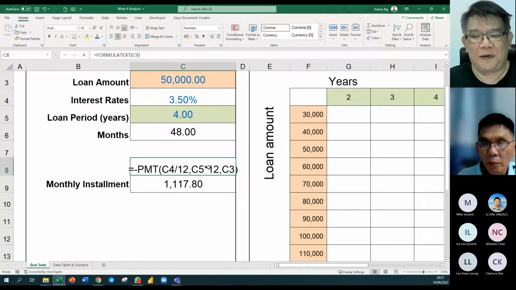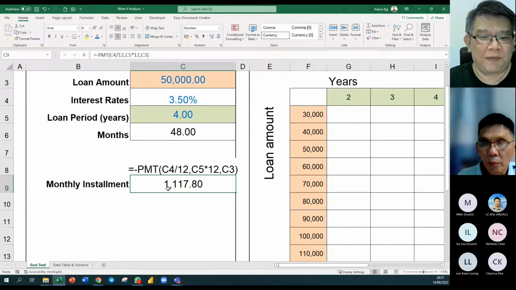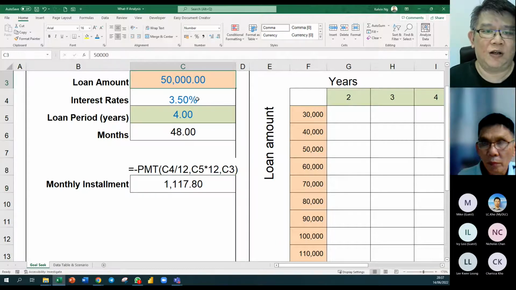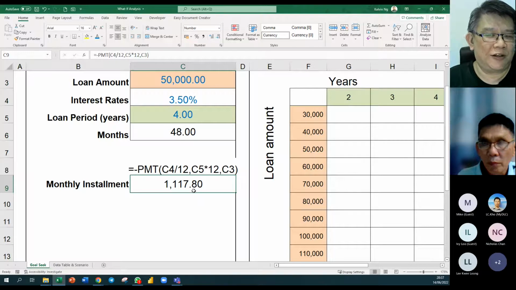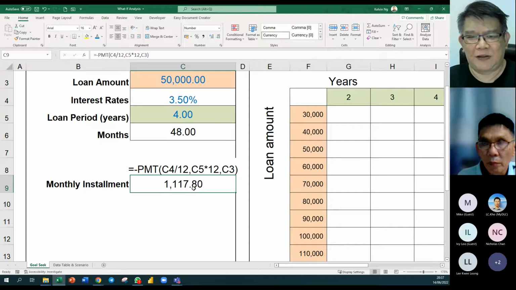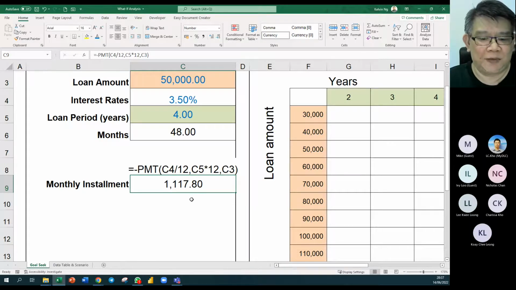So in this exercise, we are actually not going to be a banker after this, but I just want to tell you that based on that formula, the final figure you need to pay if you take a 50,000 loan at 3.5% per annum for 4 years is 1,117.80. If you want to further amortize it, you can see each month how much you are paying, how much goes to the interest and how much goes to the principal. However, we are not into that today. We are just talking about how much we are paying.